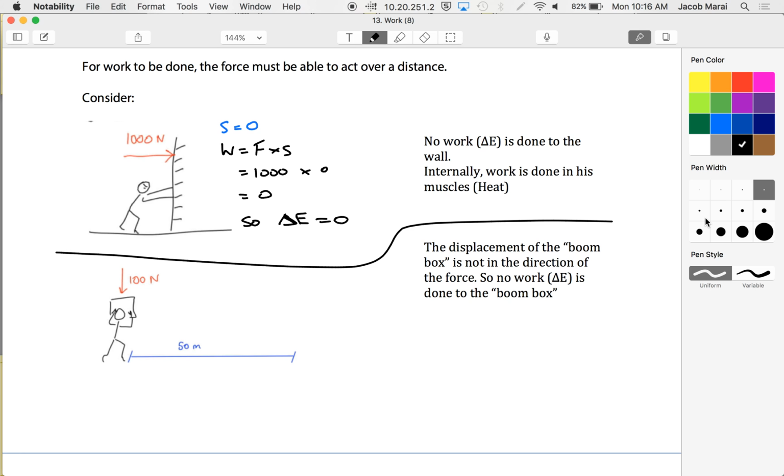Now, in order for me to keep the boombox from falling, I have to apply an upwards force. I would have to apply 100 newtons upwards. So literally, my muscles on my shoulders must be applying 100 newtons upwards. Now, that's 100 newtons? Yeah. Let's suppose I walk for 50 metres.